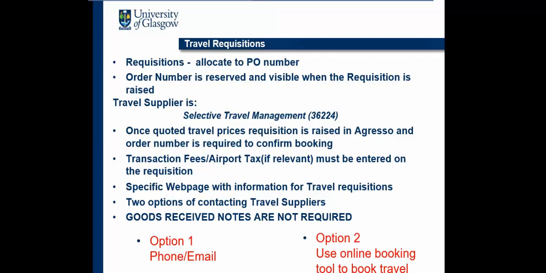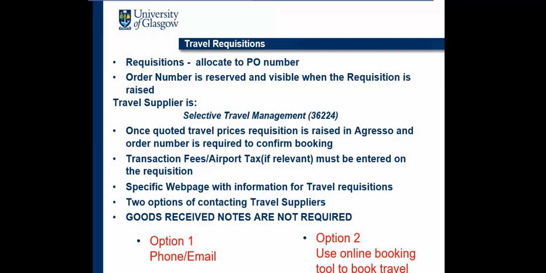Now there's a specific web page which I'm going to go to regarding travel requisitions with a bit more information. There's two options of contacting the travel suppliers. You can either phone or email them, or they have an online booking tool as well, where you can book travel. But once again, unless you have a purchase order number, you won't get too far.